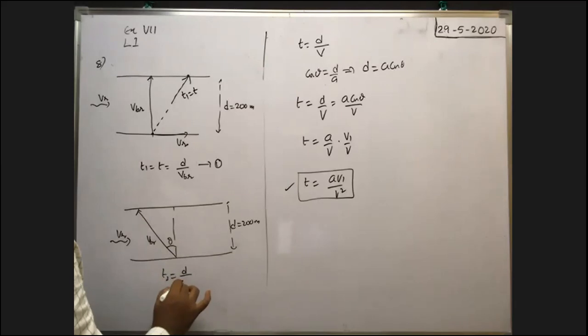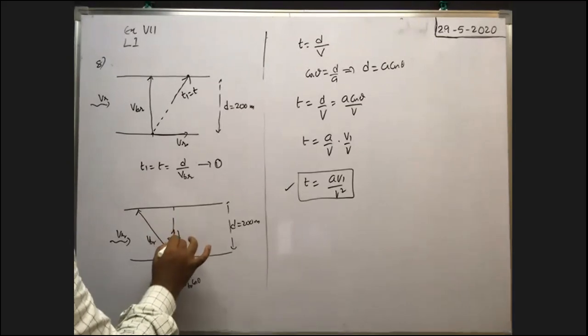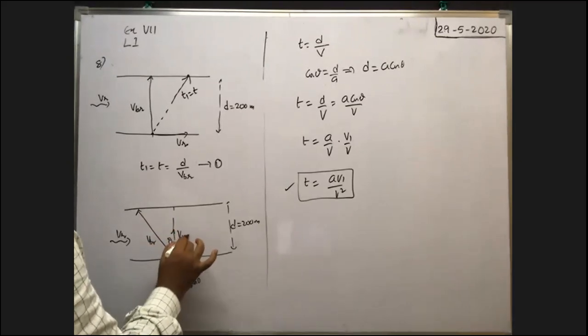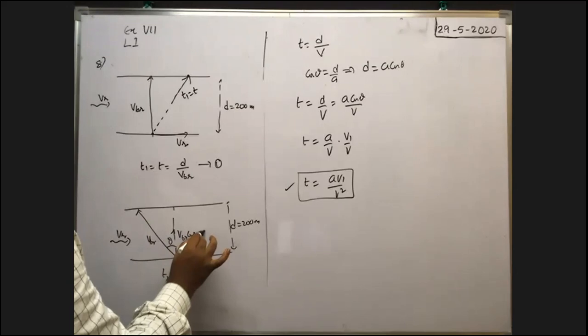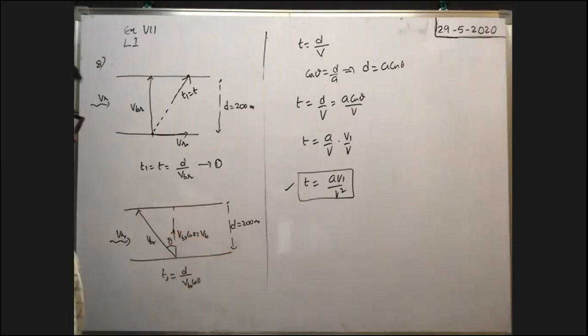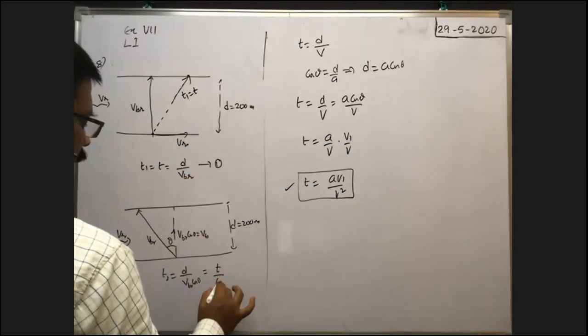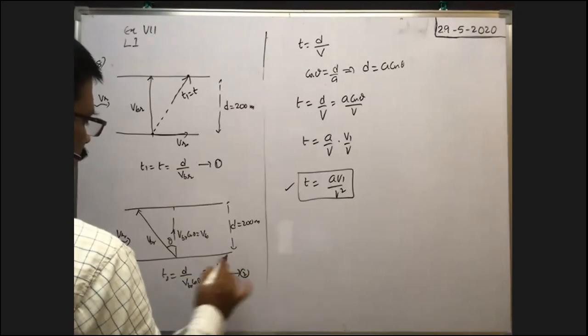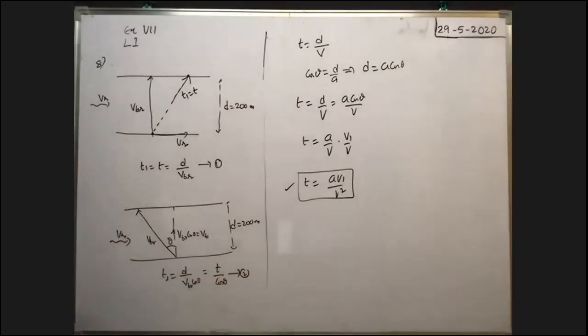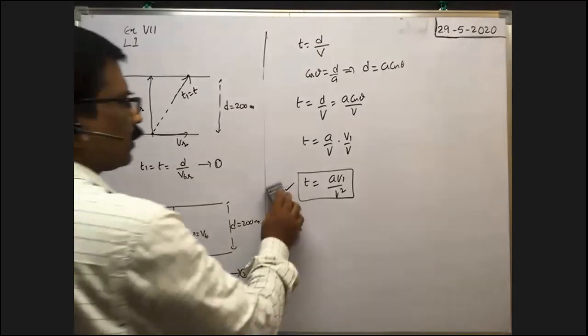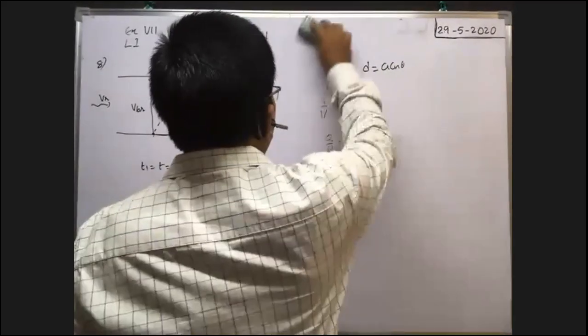What is the velocity? VBR cos theta we can write now, because along this direction, the component of this velocity is VBR cos theta. That is the velocity of the boat in this direction. Okay, d by VBR cos theta. D by VBR is already t. That is equal to t by cos theta. So what is the cos theta value? If you know the cos theta, then we can have the answer. So we have to find the cos theta value.